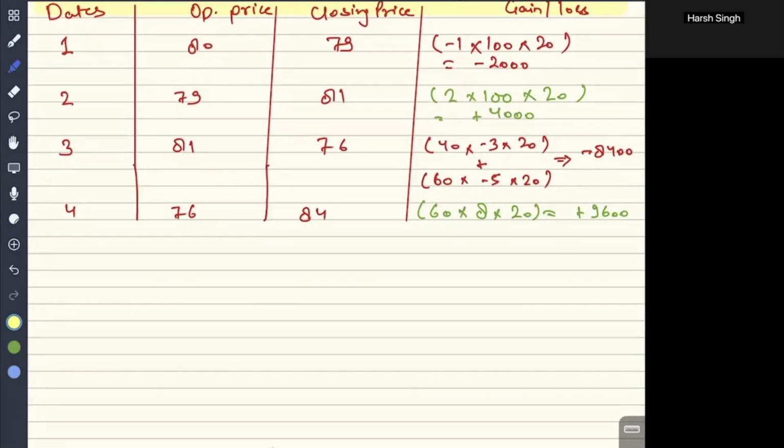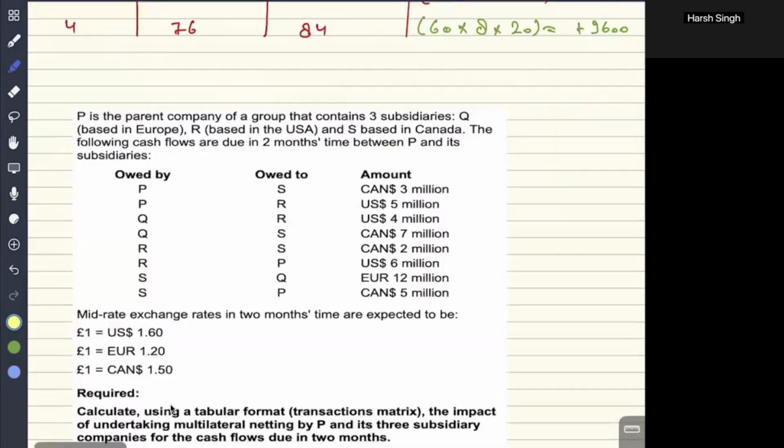Basically the concept of netting. I'll just quickly tell you what this is. We'll do one question on netting tomorrow. In netting, basically there is a parent company which has subsidiaries in different countries.